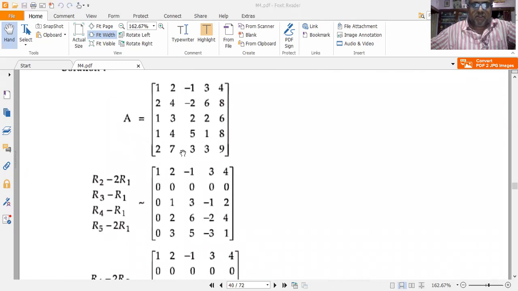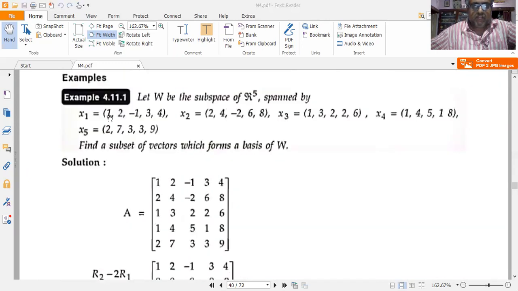So write down the matrix A. Write down x1, x2, x3, x4, and x5 in terms of the matrix elements. It's a 5 cross 5 matrix. The x1 elements form the first row of A, x2 elements form the second row, x3 elements form the third row, x4 elements form the fourth row, and x5 elements form the fifth row of A, as it is copied directly.